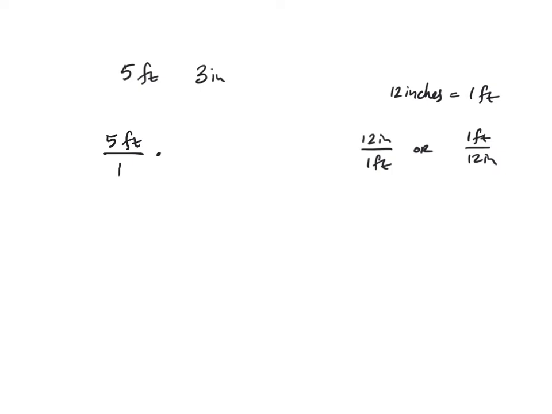Now over here, we need to decide which ratio we're going to use. I have the feet up here, so diagonally, I want the feet down here to cancel, so I'm going to use this ratio here. So that's 12 inches and 1 foot. So now these will cancel, and so I'm left with 5 times 12 inches, so that's 60 inches, and then 1 times 1 on the bottom.